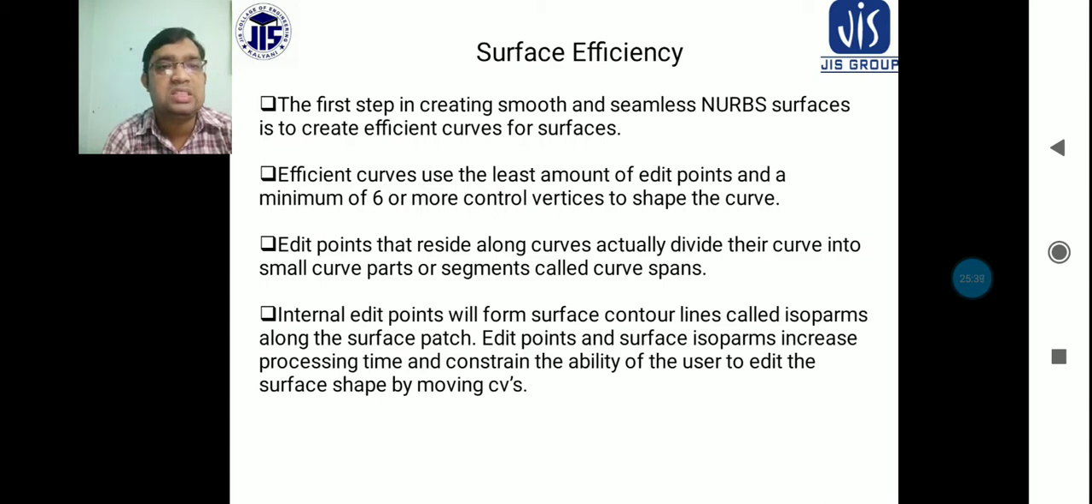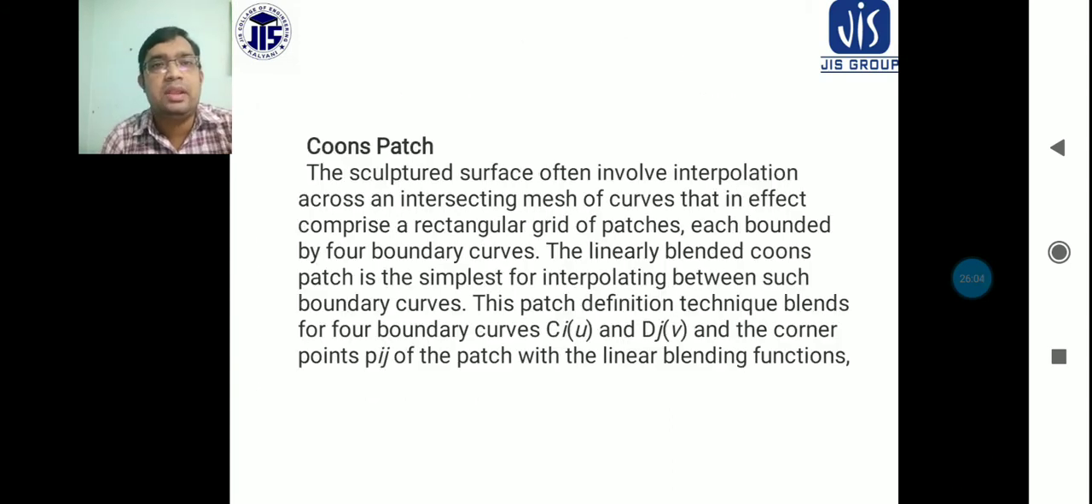Internal edit points will form surface control lines called isoparms along the surface patches here. Edit points and surface isoparms increase processing time and constrain the ability of the user to edit the surface shape by moving CVs. Under these CVs, the previous curve is drawn, and the Coons patch.